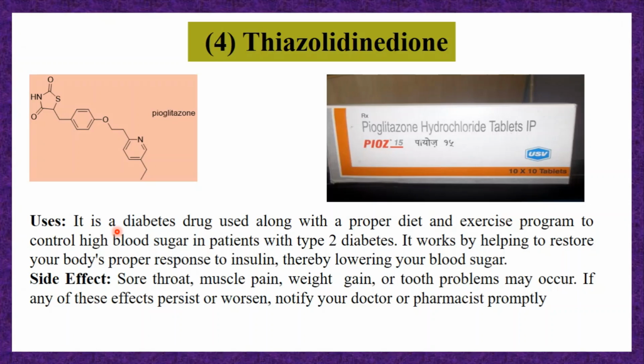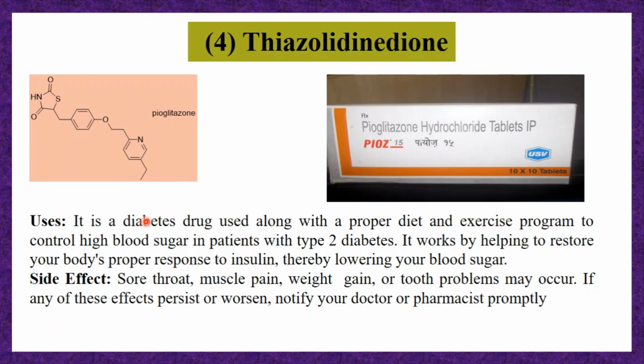The side effects are sore throat, muscle pain, weight gain, and tooth problems may occur. If any one of these persists or worsens, notify your doctor or pharmacist. So this is about the thiazolidinedione derivative, and the example is pioglitazone. And we are going to see its synthesis also, how it can be synthesized.